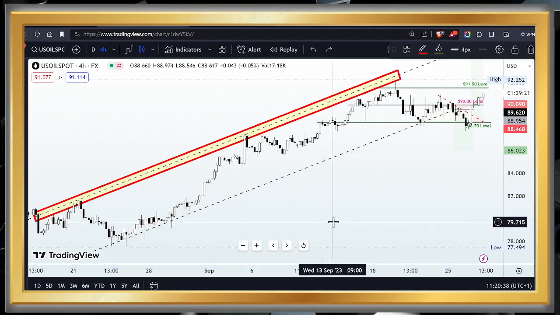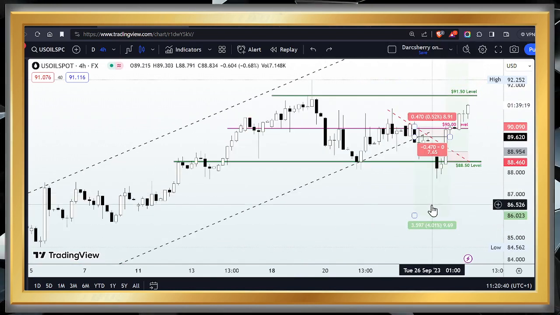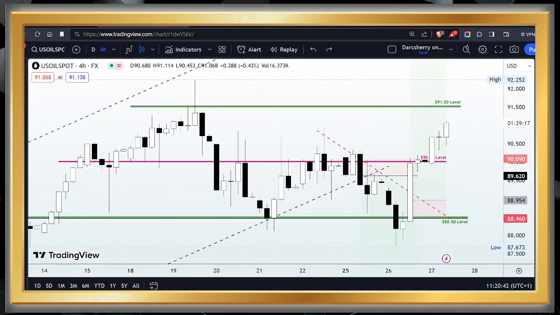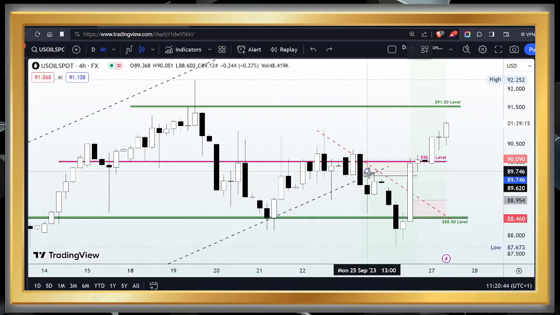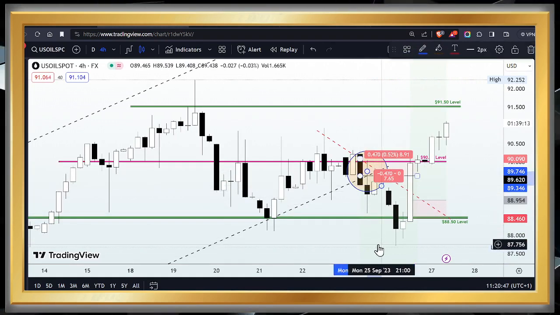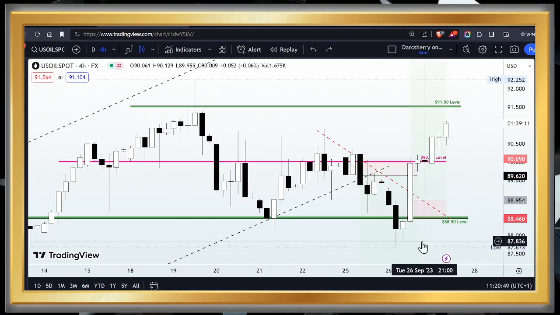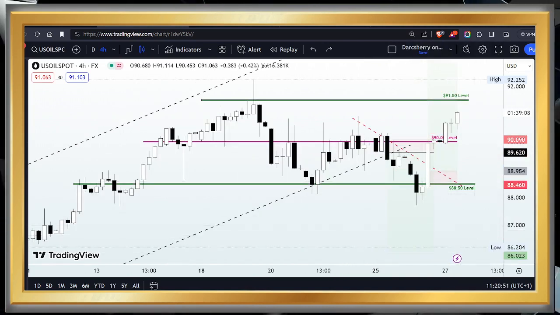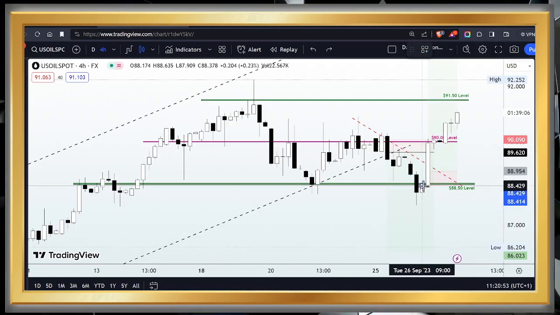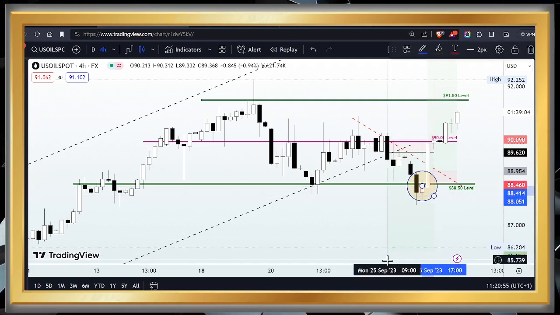However, during the first day of this week, we saw how price did break down the support line, giving us an idea that sellers might likely take over the market. But one thing we noticed here yesterday is how the $88.50 level became a barrier for sellers.